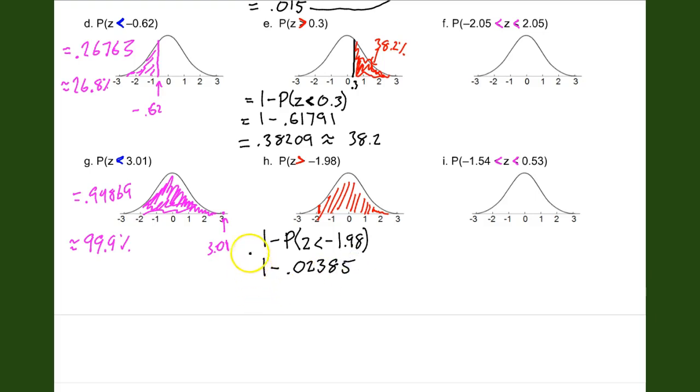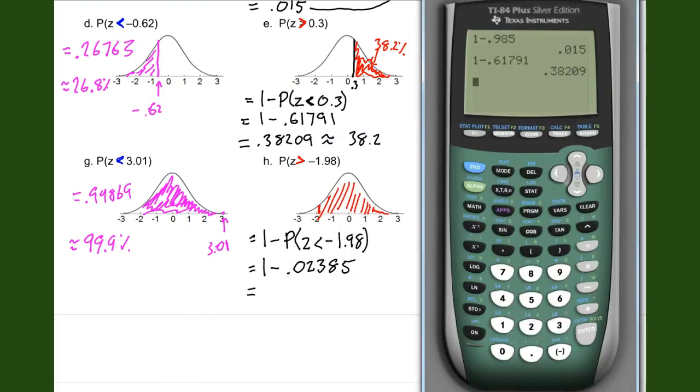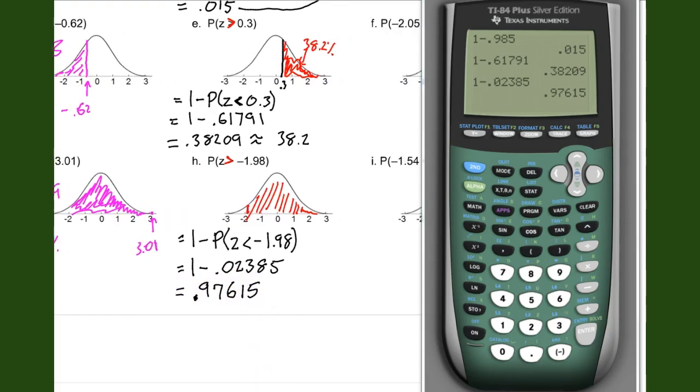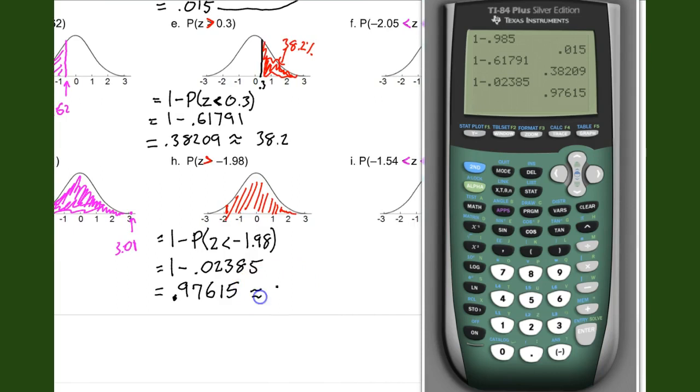There we go. Then we can calculate this. 1 minus 0.02385. We'll have a very high number as expected because it's most of the graph. Remember, the biggest you can get is 100%, right? So 0.97, that's pretty close to 1. That's why it's a big number. And this is approximately, if we round it, 97.6% of the graph, and that does match because most of this graph is going to be filled up.